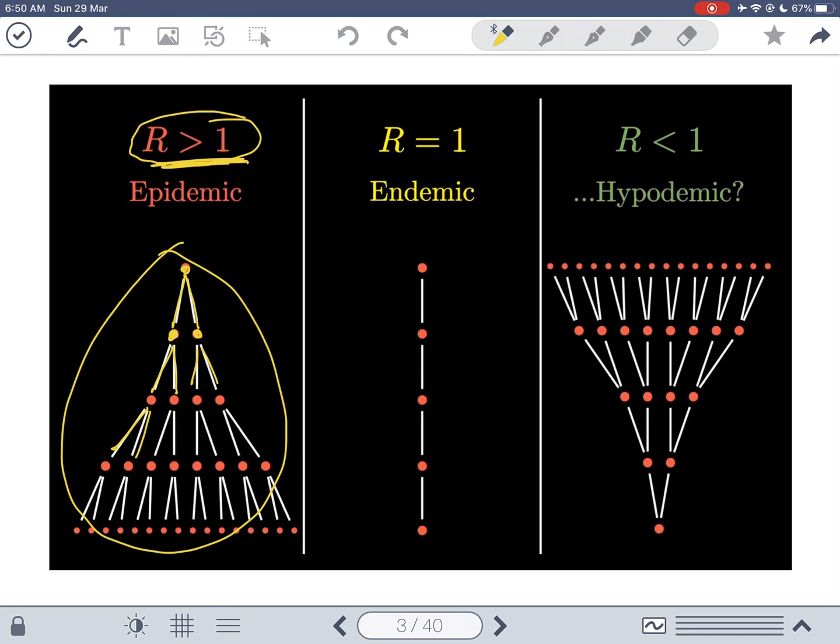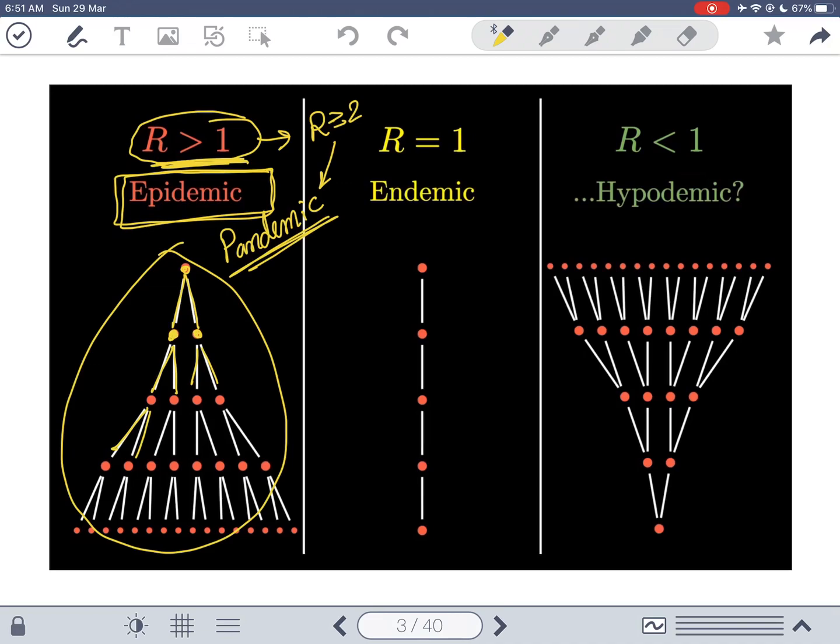And in this case, we will call it an epidemic. An epidemic becomes something called a pandemic when this R is larger than 2. Like, let's say if R is bigger than or equal to 2, then it's an extreme case of an epidemic, so people usually refer to it as a pandemic.